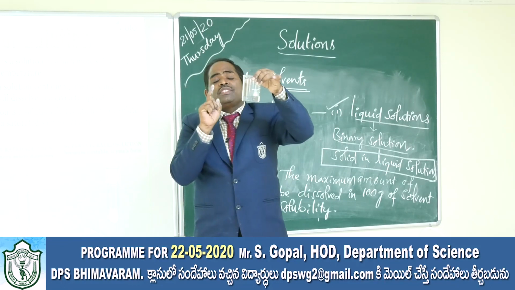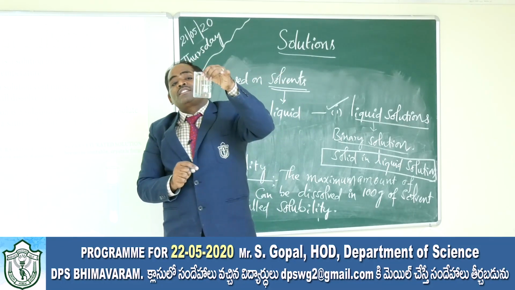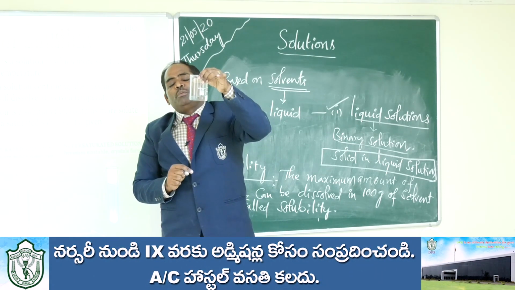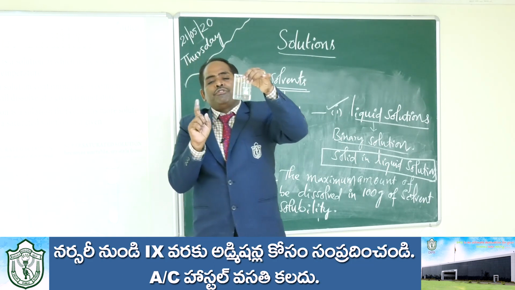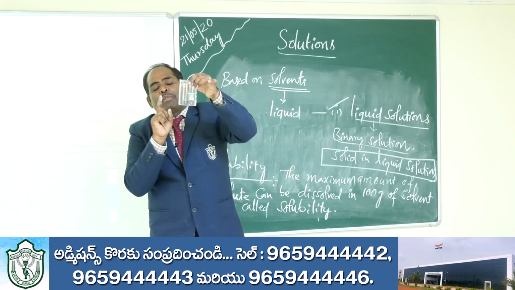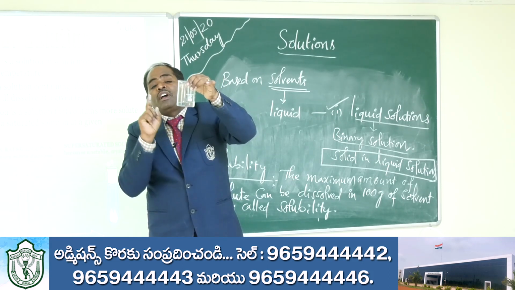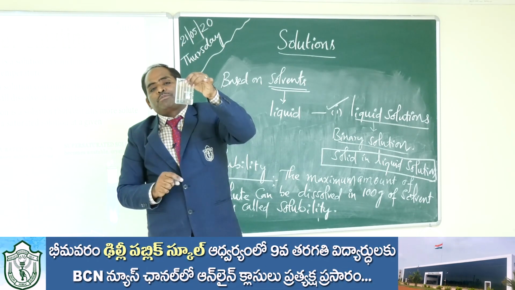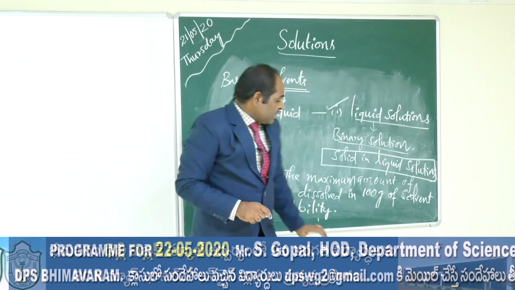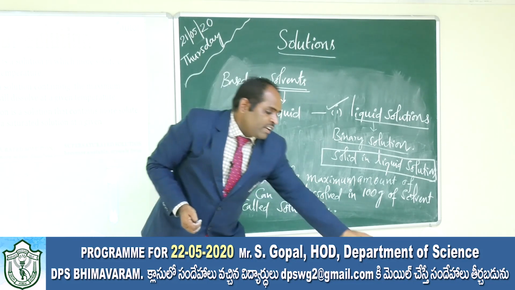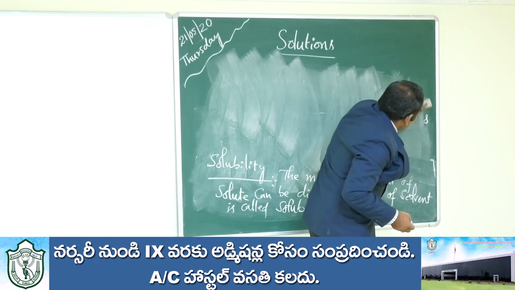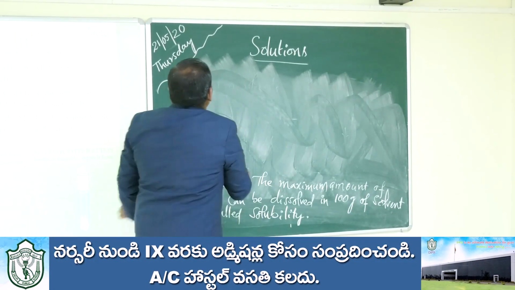Now, based on this solubility in binary solutions, solutions can be classified again into three types: a saturated solution, unsaturated solution and supersaturated solution, based on the solubility. Again, children, don't get confused. We are discussing binary solutions, especially liquid solutions. Yes, based on solubility, solutions can be classified into three types.